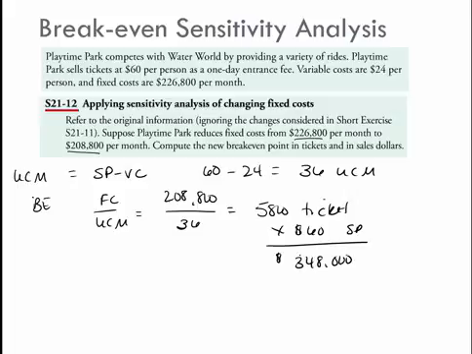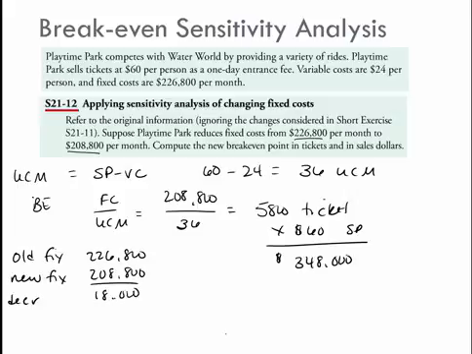There's another way we can do this. This is probably the logical way, but here's the other way we can do it. Our old fixed costs were 226,800. My new fixed costs are 208,800. So I have a decrease in fixed costs of 18,000. I divide that change in fixed cost by my unit contribution, and you can do this whether you're talking about an increase or a decrease in fixed costs. That gives me 500. So that means I have to sell 500 fewer tickets to break even.